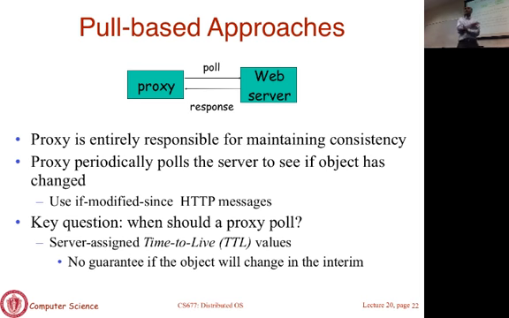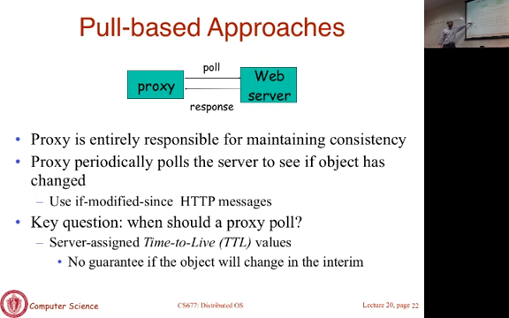The pull-based approach, everything is switched. All the responsibility of cache consistency is on the proxy. Server doesn't do anything. So what the proxy will do is, for every object it has cached, it will periodically poll the server: has this page changed? The server can say yes or no. Depending on what it says, you can decide whether to discard what is in the cache or keep it. So this is a polling-based approach. Your proxy is entirely responsible. You periodically poll to see if the object has changed.